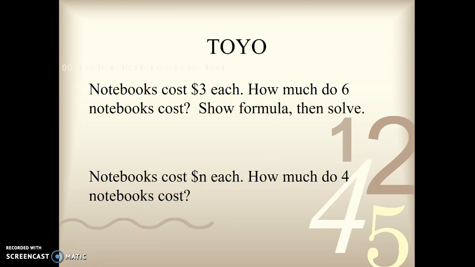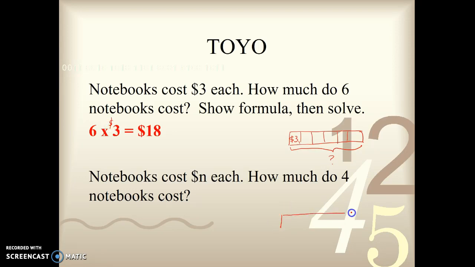Okay, let's do a couple toyos. Go ahead and pause the video, try these toyos, and then come back and see if you got them right. All right, so we have notebooks that cost $3 each, and we want to know how much do 6 notebooks cost. So these are $3 each, and we want to know the total. So we would obviously find that by multiplying 6 times 3. We should have a little dollar sign right there, which would equal $18.